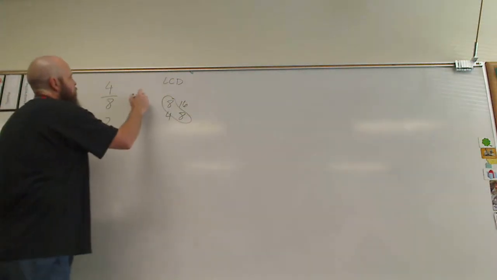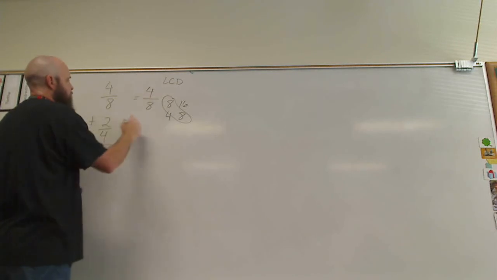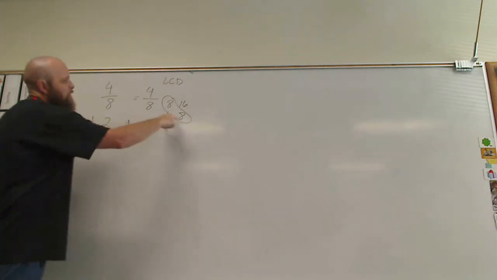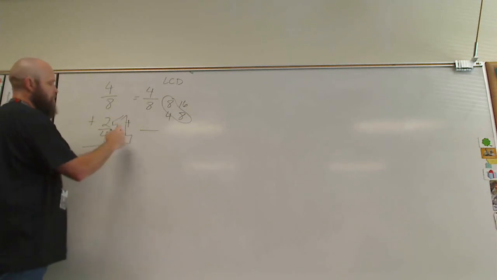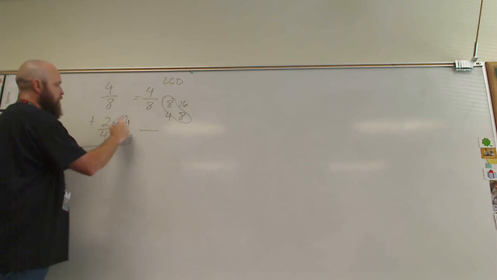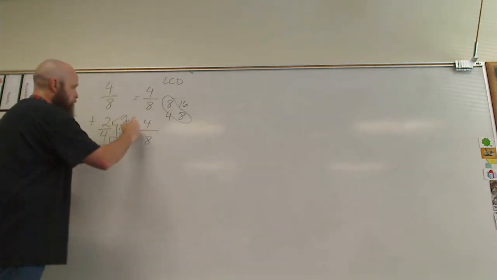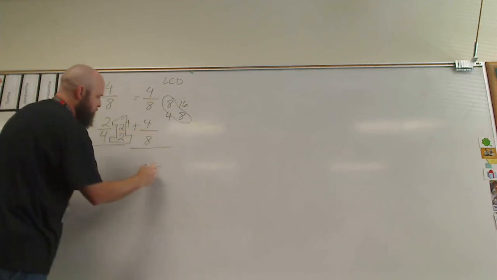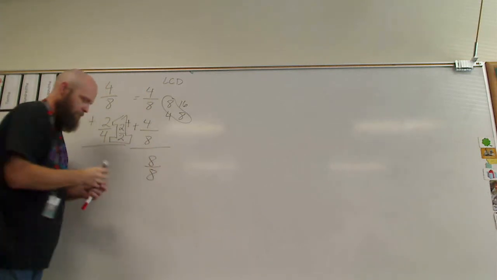We want to change these so they're both over 8. This is already over 8. It's an addition sign. 2/4, I had to multiply by 2 to get 8. So if I had to multiply 4 times 2 to get 8, I have to multiply 2 times 2 to get 4. Now we're adding. 4/8 plus 4/8. Our denominator stays the same. We add 4 plus 4, which is 8.